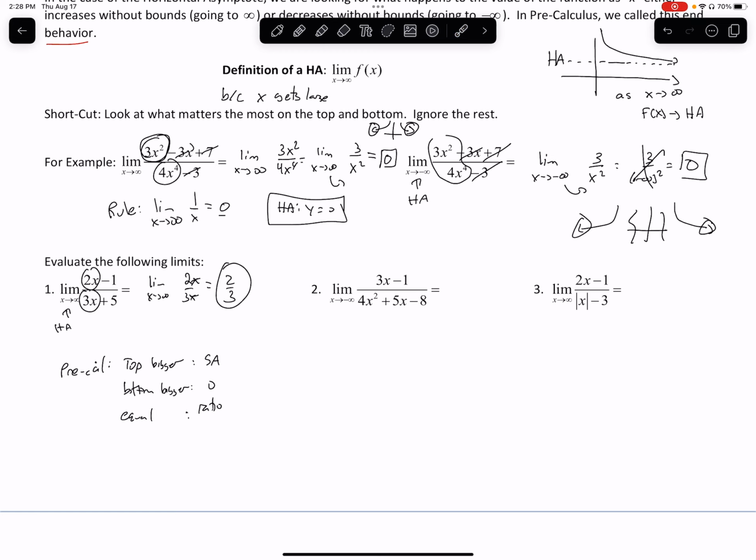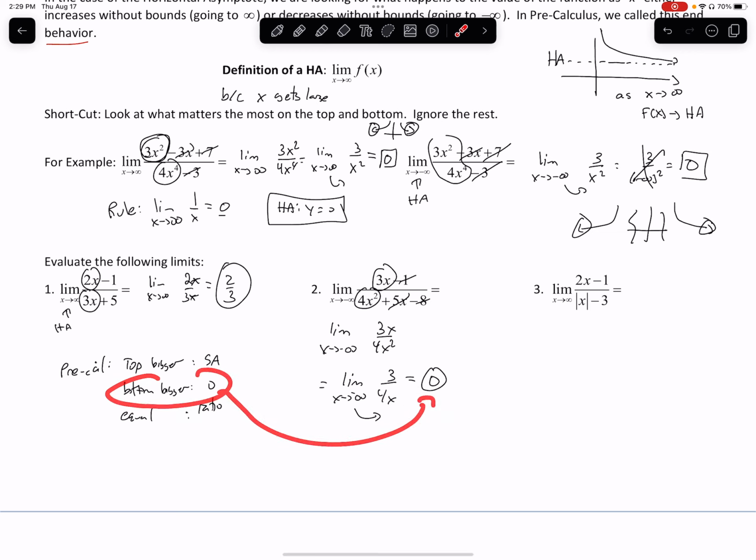All right, the next one, same thing. Ready? What matters the most? I got the 3x, the 4x squared on bottom. I don't care about the rest; they just go away. So we got the limit as x goes to negative infinity, 3x over 4x squared. Reduce it. Do not plug in infinity yet. We get 3 over 4x. And again, if I plug this in, I get 3 over infinity. It's even like if it's 3 over negative infinity. And that's just going to become 0. And this does work for our ratio. If the bottom is bigger, we're going to get 0.